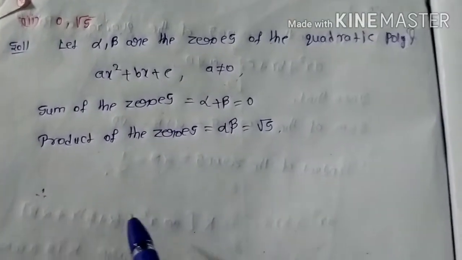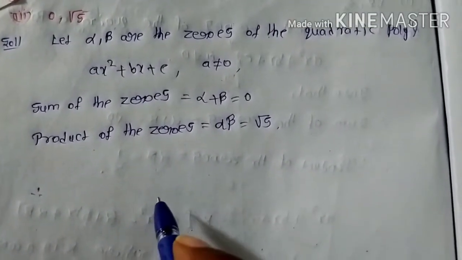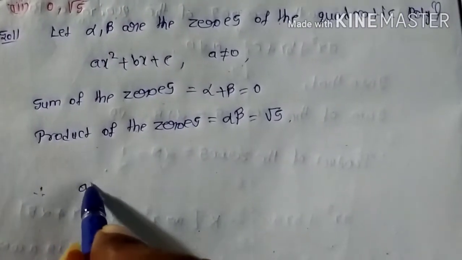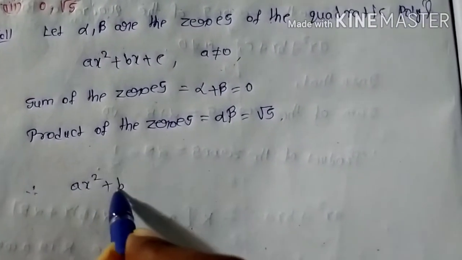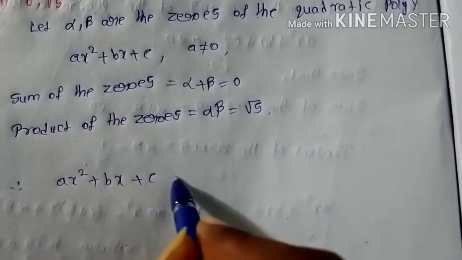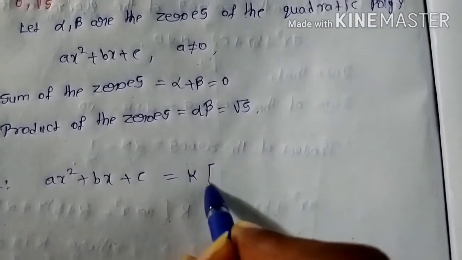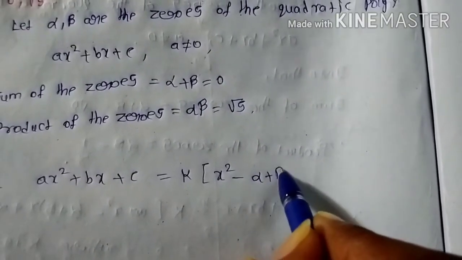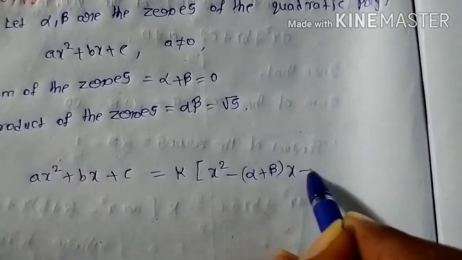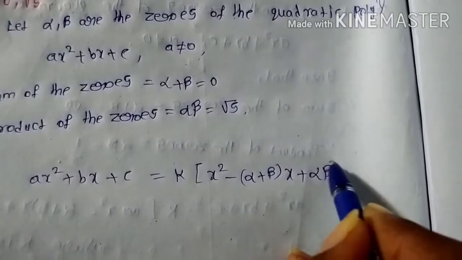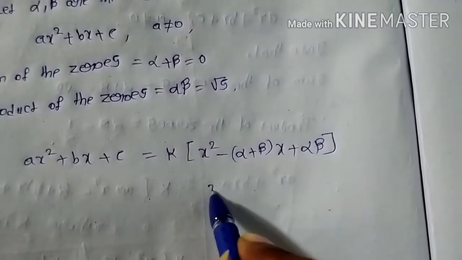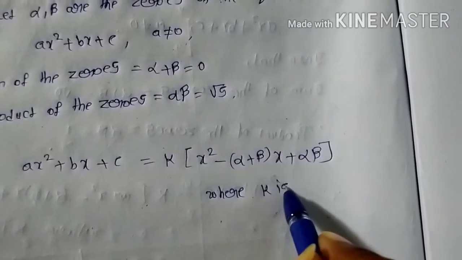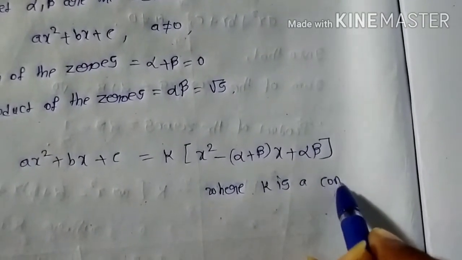We need to substitute in the general form of quadratic polynomial. How can you represent here? ax square plus bx plus c can be represented as k into x square minus alpha plus beta into x plus alpha beta. Then you can write here where k is a constant.